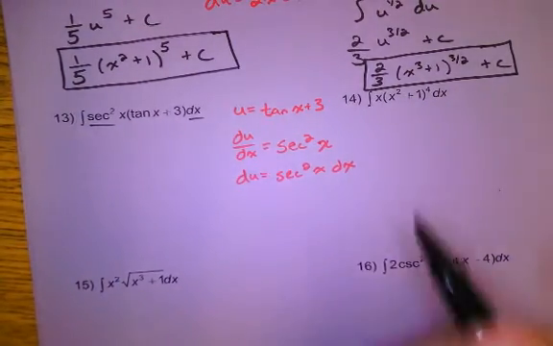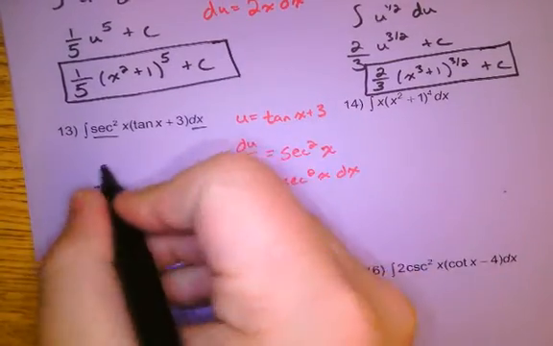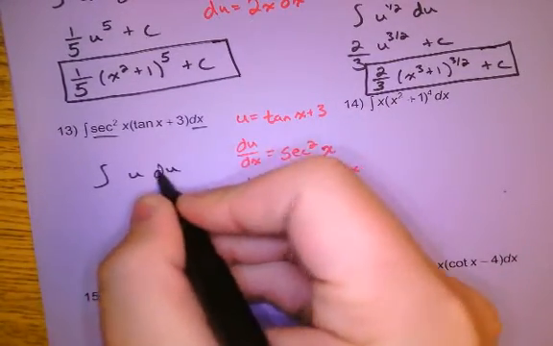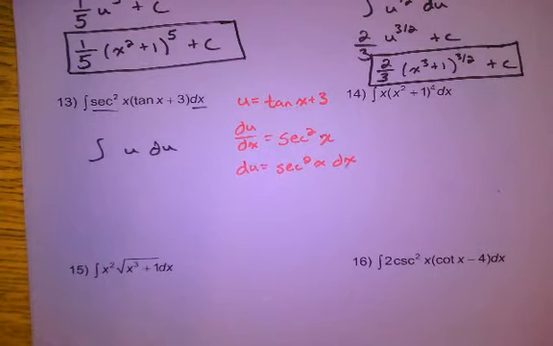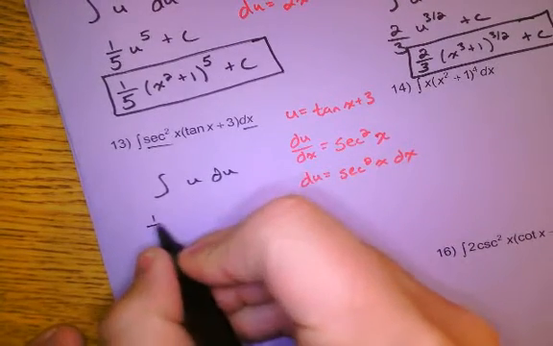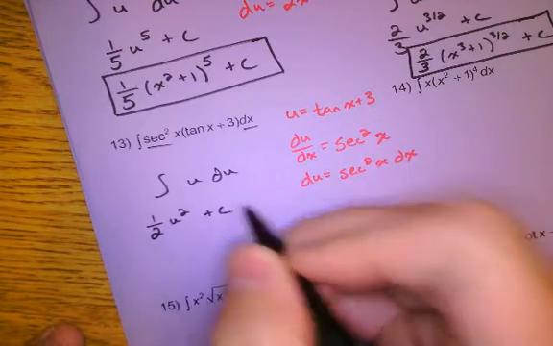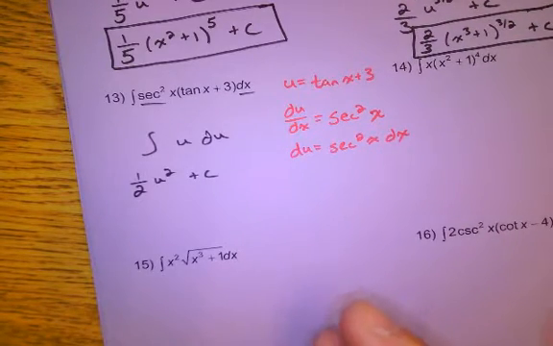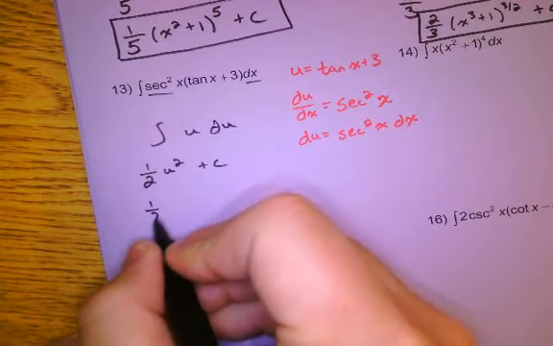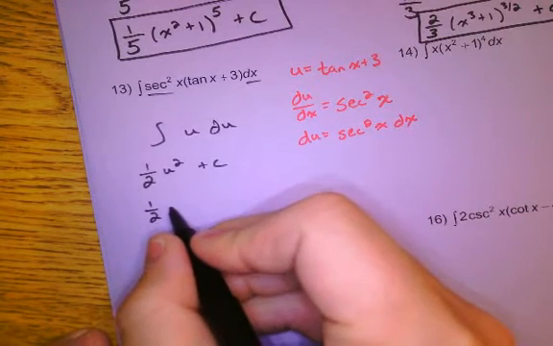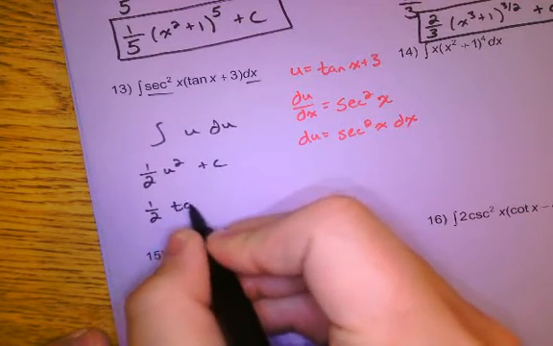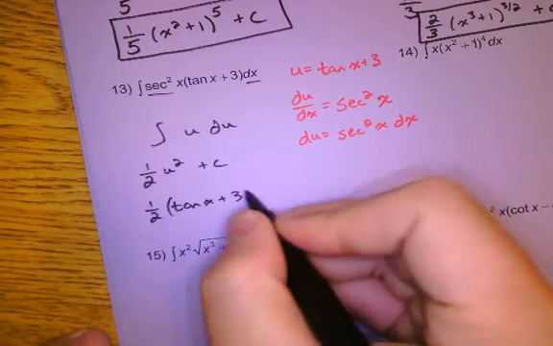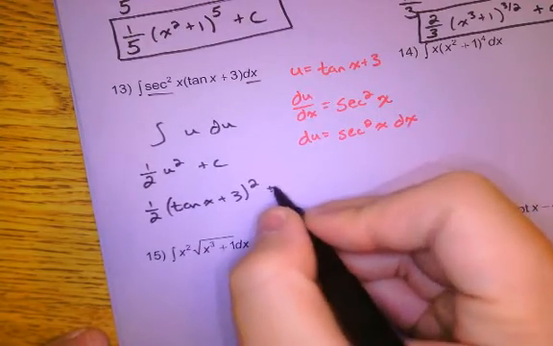They're just so convenient. So I'm going to get integral of u du. Right, because that secant squared x dx went away, turned into du. Tangent x plus 3 turned into a u. And now I need to do the antiderivative of u, which is 1/2 u squared plus c. The answer needs to be plus c.